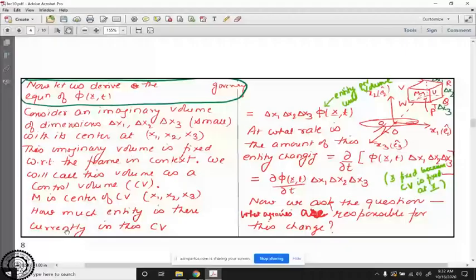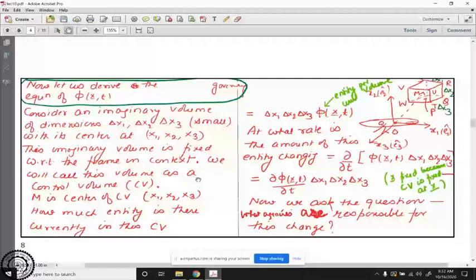Okay, so now I am asking a question. How much of an entity, again mass, momentum or energy, is there currently in this control volume? How much entity is currently residing in this control volume? And I should make this connection. Maybe I should have made it 5 minutes ago, but I think it's still not too late.